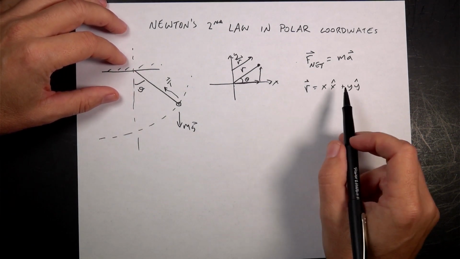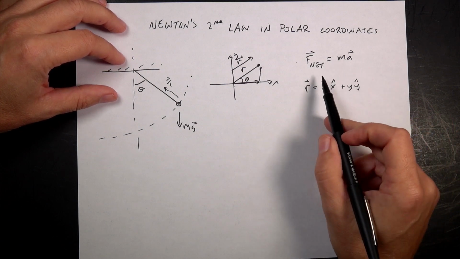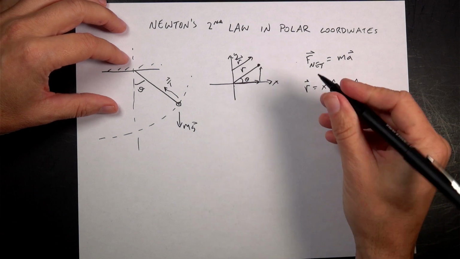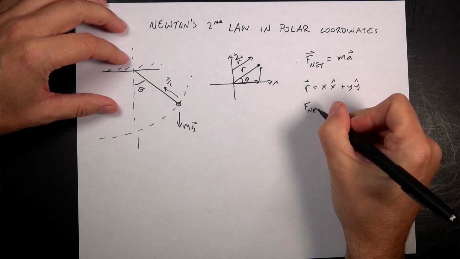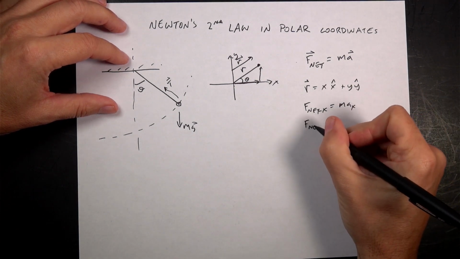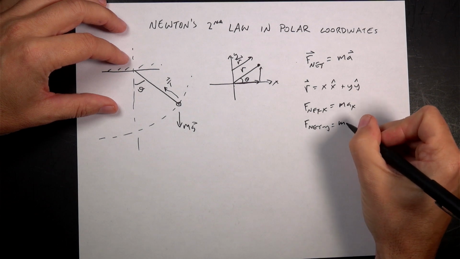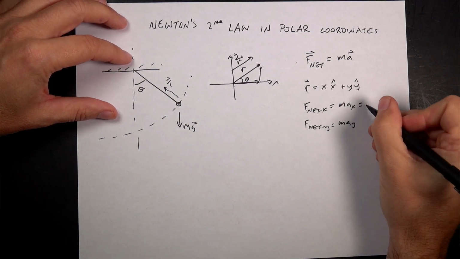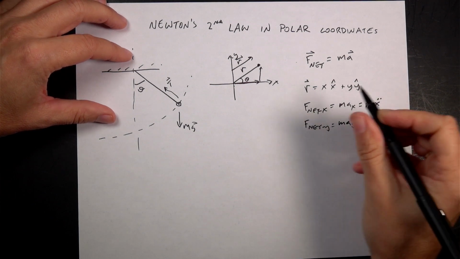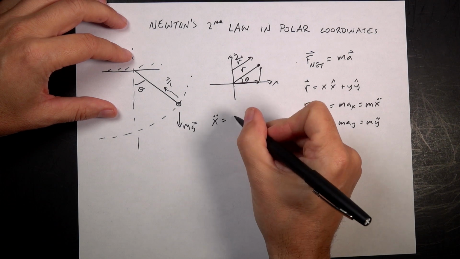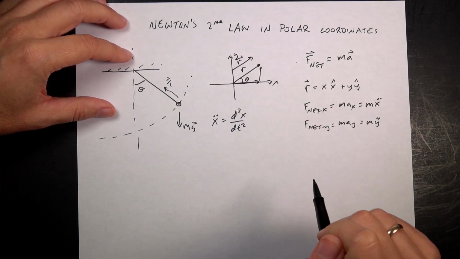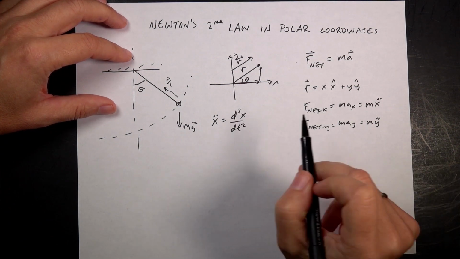What's nice about this system is that if I want to, I could break Newton's second law into x and y directions. I could say F net x equals mass times acceleration in the x direction, and F net y equals mass times acceleration in the y direction. Now we'll write this as m x double dot, m y double dot. So here x double dot is the second derivative of x with respect to time. And we use this double dot notation. Single dot is the first derivative. It just saves a lot of space.